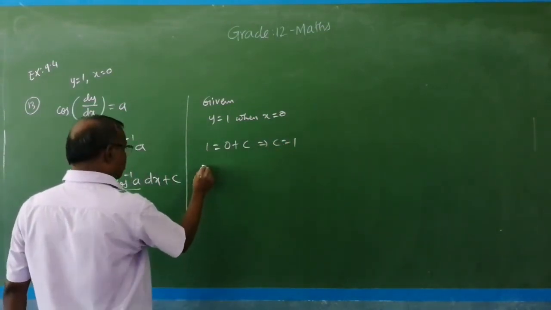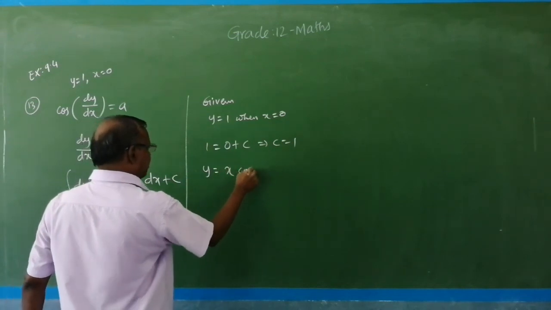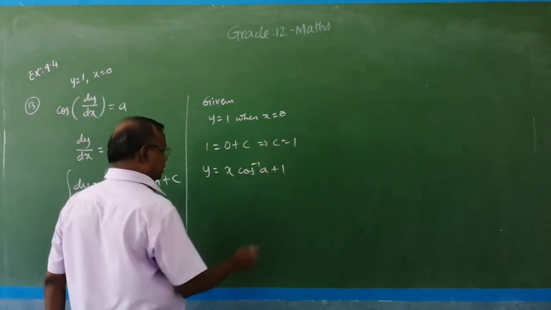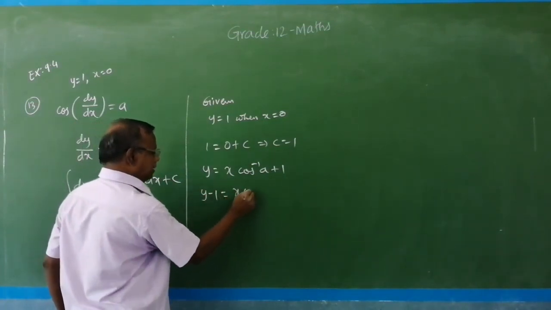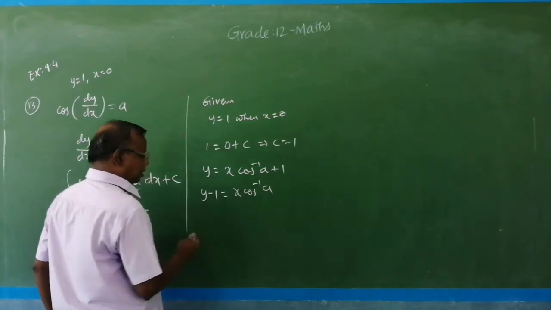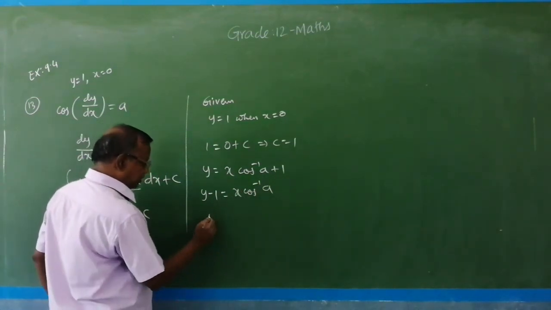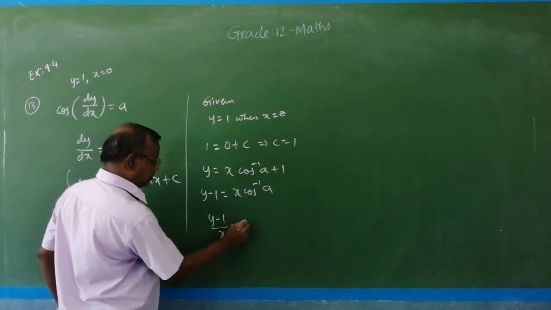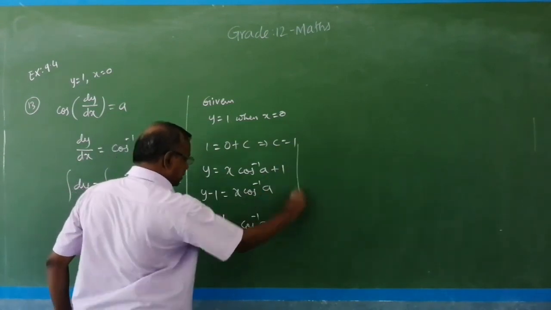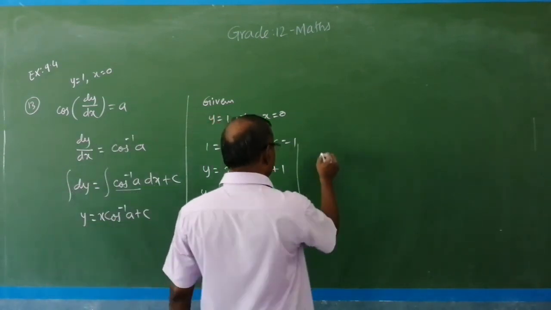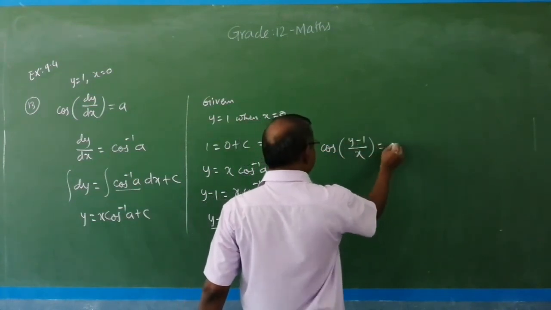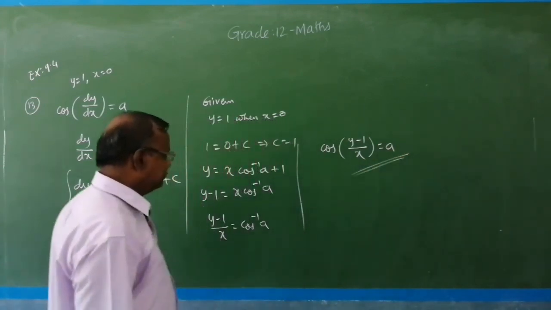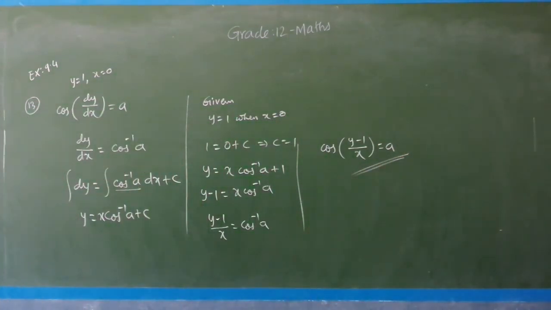Substituting this value, we have y equal to x into cos inverse of a plus 1. Now bring the 1 to the left side, that is y minus 1 equal to x into cos inverse of a. Bringing x to the left side, this is y minus 1 by x equal to cos inverse of a. That means bringing the cos inverse to the other side, cos of y minus 1 divided by x equal to a. So this is the required particular solution for this given differential equation.